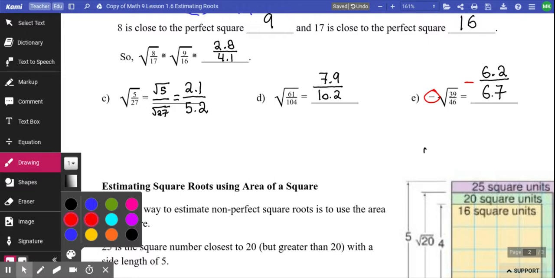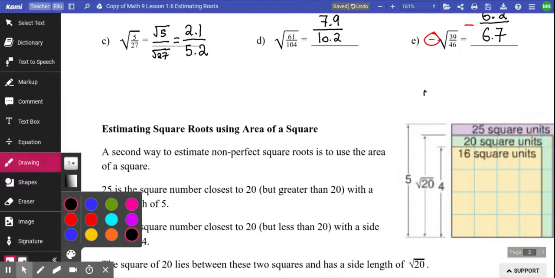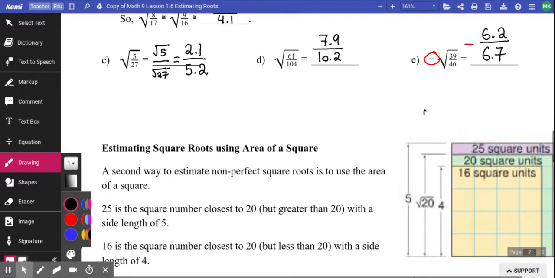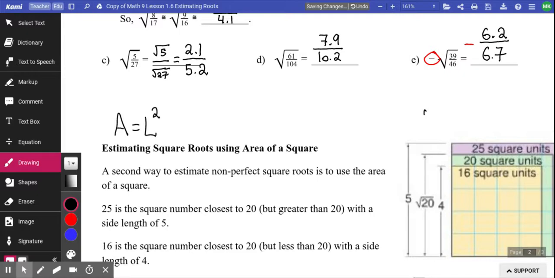Where this might be useful is when you're estimating the side lengths of squares. Remember yesterday, we learned that if you want to convert between area and side length, we used area equals length squared as our little cheat formula. That means that the square root of an area will equal my side length. So if you have a square and you know the area and you're trying to figure out the side length, you could estimate it really quickly without actually having to calculate it by just square rooting your area.